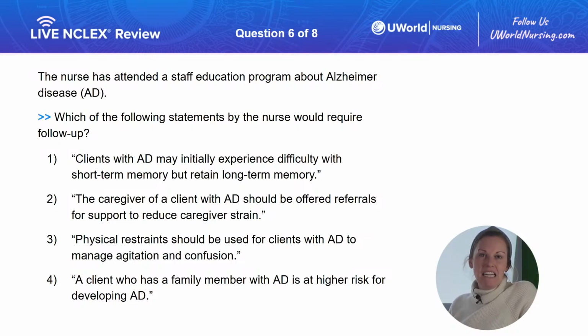The nurse has attended a staff education program about Alzheimer's disease. Which of the following statements by the nurse would require follow-up? Option 1, clients with AD may initially experience difficulty in short-term memory but retain long-term memory. Option 2, the caregiver of a client with AD should be offered referrals for support to reduce caregiver strain. Option 3, physical restraint should be used for clients with AD to manage agitation and confusion. Option 4, a client who has a family member with AD is at higher risk for developing AD. All right, 30 seconds on the clock. Drop those answers in the chat.